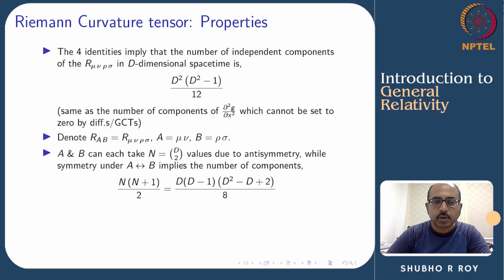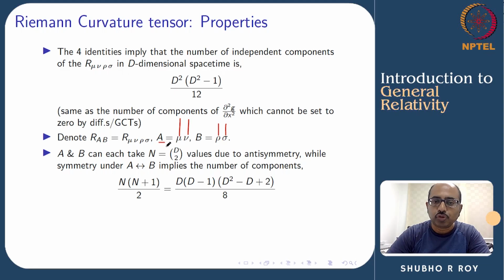Okay, so then each of these uppercase Latin indices, which represent 2 Greek indices, can take d choose 2 values, because mu and nu take d different values, but they have to be distinct because of the antisymmetry and the swap of first 2 and swap of last 2. So mu and nu must take distinct values, and rho and sigma must take distinct values, out of d possible values.